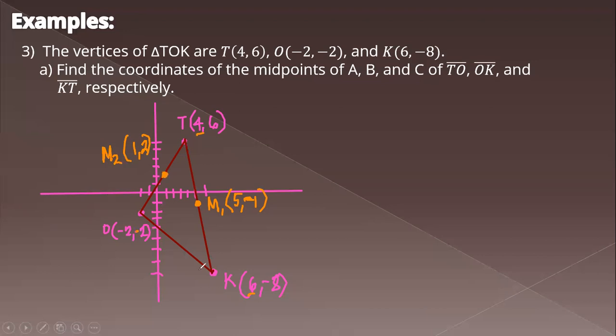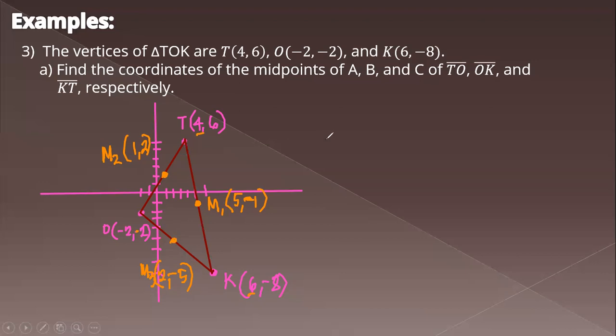Okay, next is we have OK. Let us get the midpoint of OK. So midpoint 3. We have negative 2 plus 6. Negative 2 plus 6 is positive 4 divided by 2. That is 2. We have negative 2 plus negative 8 is negative 10. Divided by 2 is negative 5. So the midpoint of segment OK is positive 2, negative 5. Ayan.